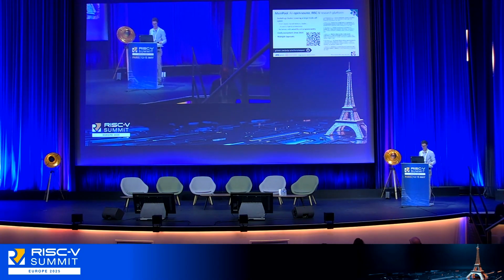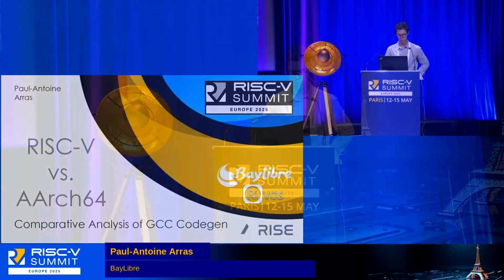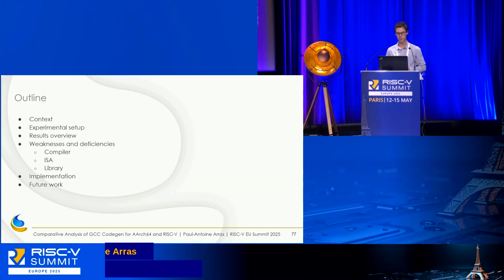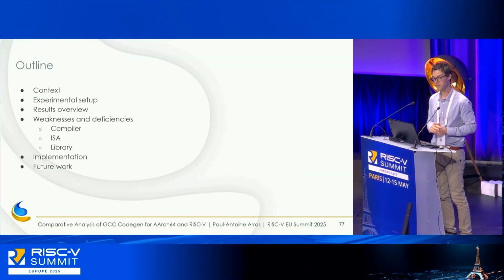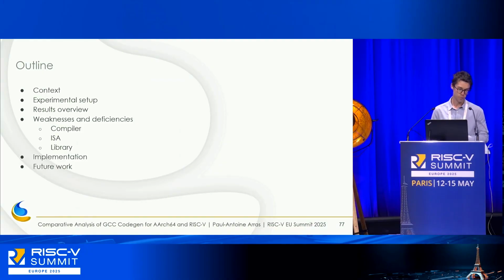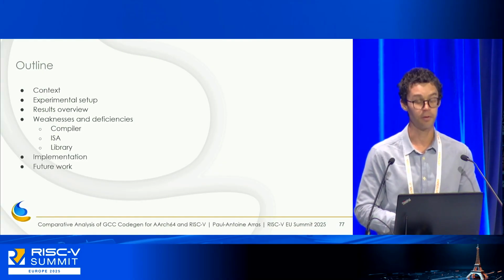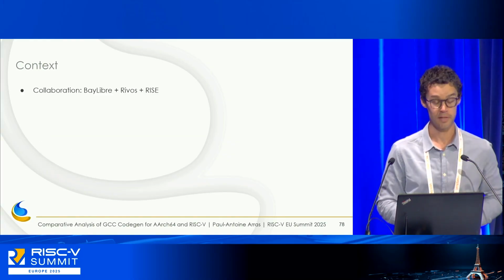Thank you for the introduction. So I'm going to tell you about the analysis that I've made on the code generated by GCC for RISC-V and compare it to ARM. So yeah, a few words of intro, and then I dive into the results of the analysis, focusing on the weaknesses and deficiencies of the compiler on one side, but also on the ISA, and also a few words about the library routines.